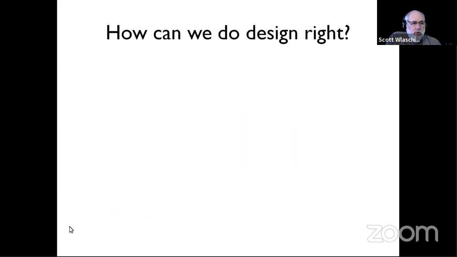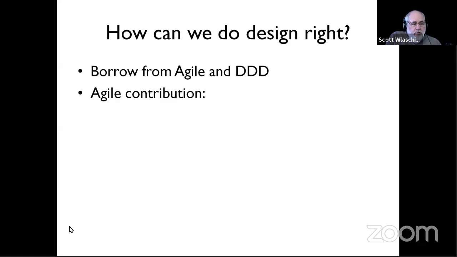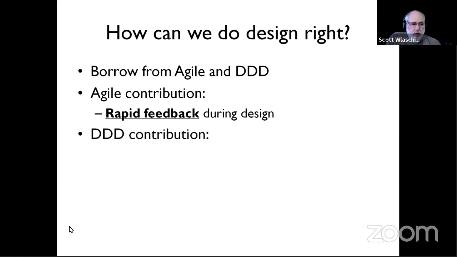So what is the best way to do this kind of thing? There are lots and lots of ways of doing it. I like to borrow from Agile and domain-driven design. From Agile, because we're not doing object-oriented stuff, a lot of that doesn't apply, but the thing I really take away is this rapid feedback. The idea is you don't wait 6 months to deliver something. You try and get feedback as soon as possible during the process. And in this case, we're getting feedback during the design process, not during the implementation process.